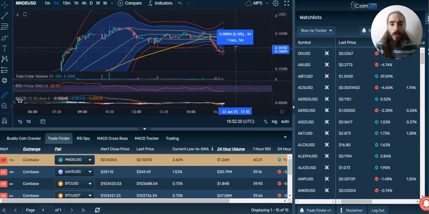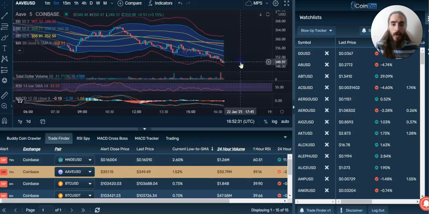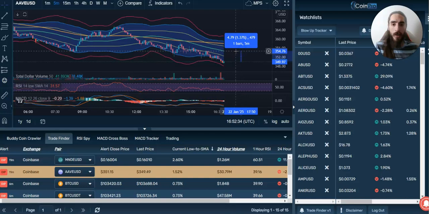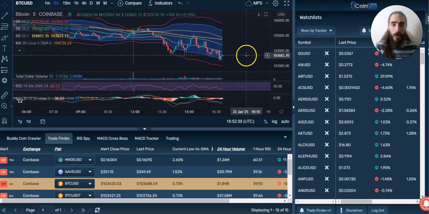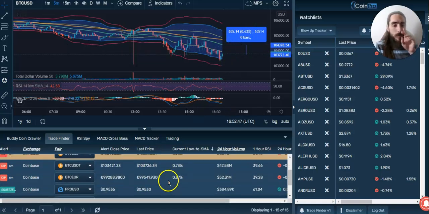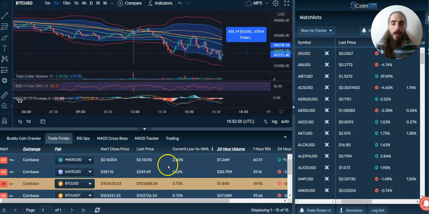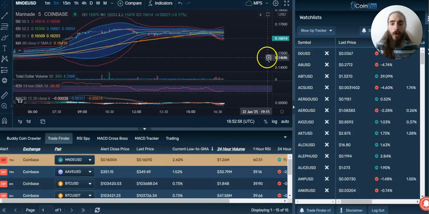Okay, so let's measure it. So from here to here, see how that's 2% from the current low to SMA. We go to here, to Aave, we go here to the SMA, to here. See how that's about 1.5%. Bitcoin from the current low to the SMA is 0.6, so we got 0.7. Okay, see that? That's what that's measuring. So this is how much profit room you have.